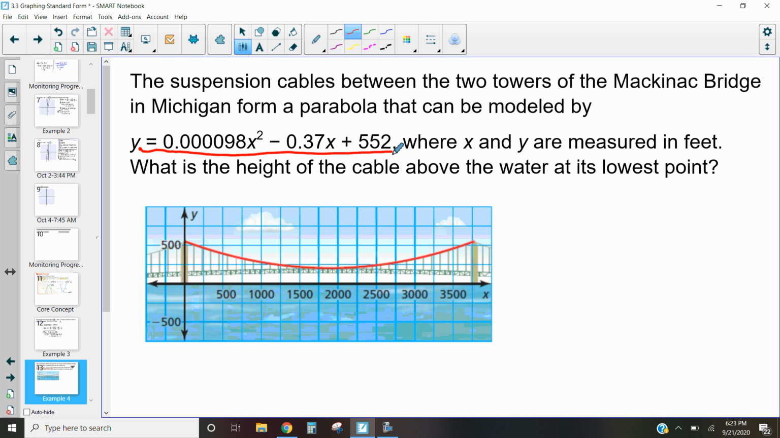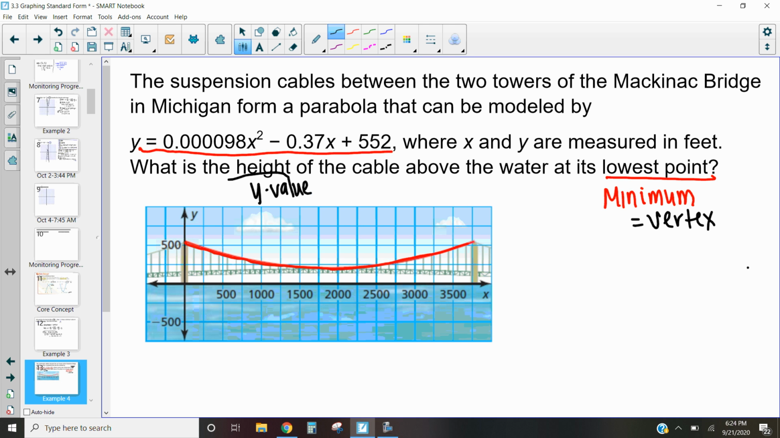What we want to know is what is the height of this cable above the water at its lowest point. This phrase, lowest point, should clue us in that what we're looking for is the minimum, our vertex. In our previous video, when we talked about maximums and minimums, remember we said that our minimum is another way of saying our vertex. So this wants to know the height, or the y value. Our height is our y value. What is the y value of our minimum, our vertex? In order to find that y value, we have to find our whole vertex.